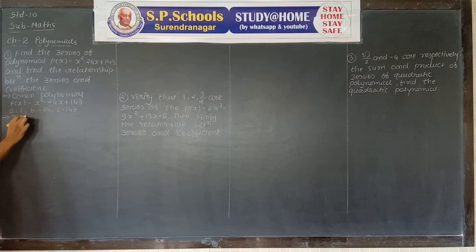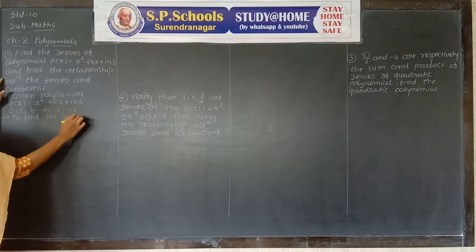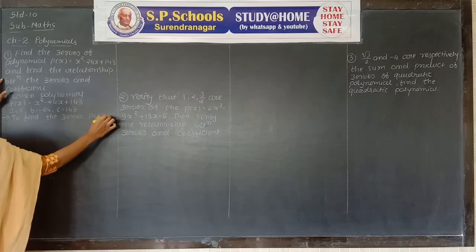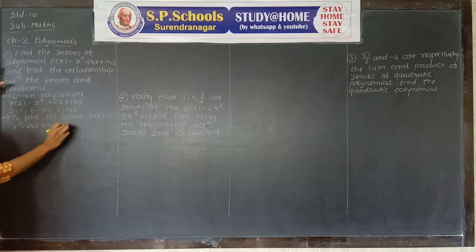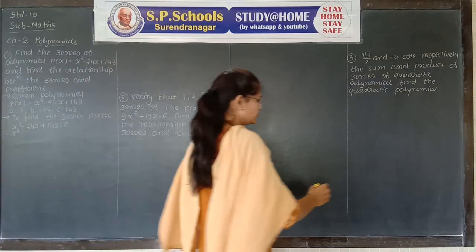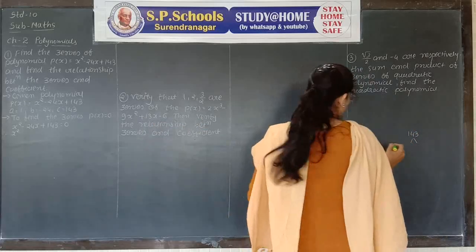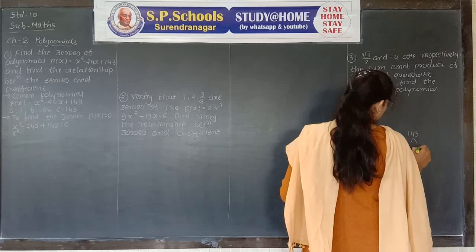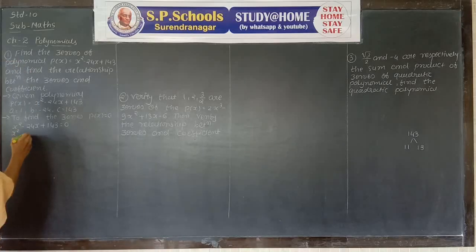To find the zeros, take p of x is equal to 0. Now p of x, x square minus 24x plus 143, is equal to 0. Instead of x square as it is, find the factors of 143 whose multiplication is 143 and addition is 24. 11 ones are 11 and 11 thirteens are 143. 11 plus 13 is equal to 24.